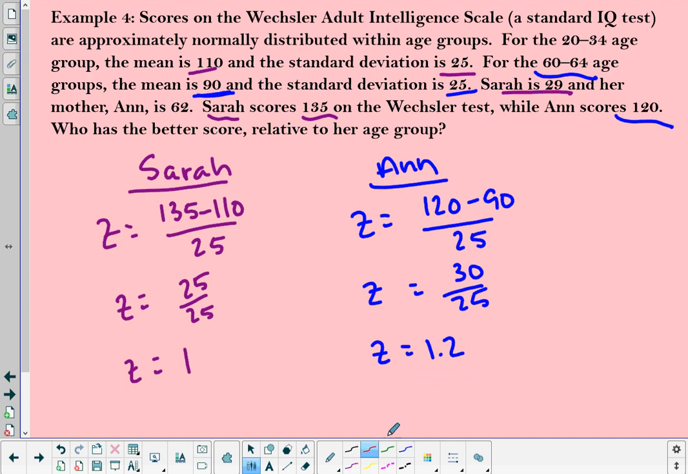The person with the higher z-score is the one who has the better score relative to her group. So even though Ann has technically a lower IQ compared to Sarah, whose IQ was 15 points higher, Ann's normalized z-score is higher than Sarah's. So Ann has a better score respective to her age group.